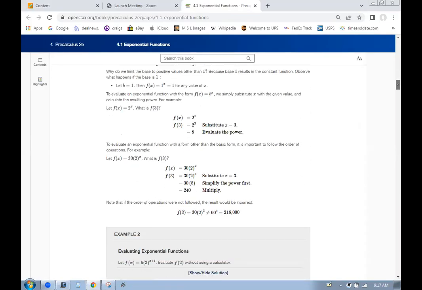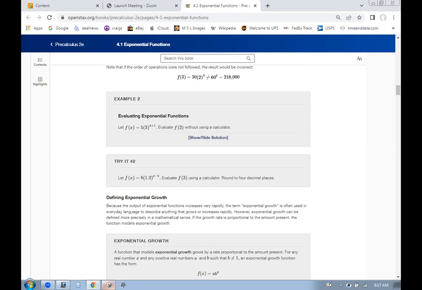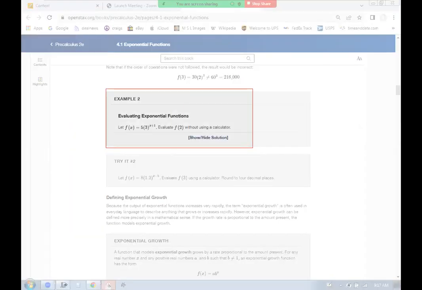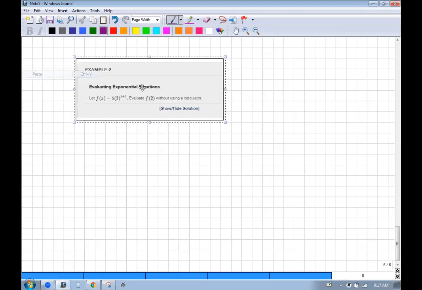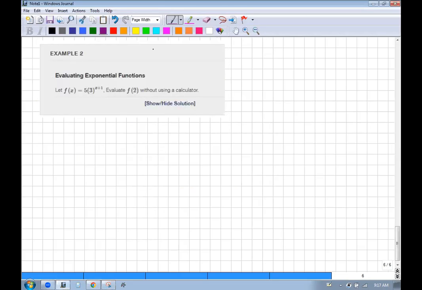Evaluating exponential functions, you all know how to graph, right? Usually you're going to need a calculator, except for fancy, easy numbers. So here's an exponential function. What is f of 2? Well, we replace the x with a 2. So this is 5, 3 cubed is 27, and 5 times 27. Use the calculator.